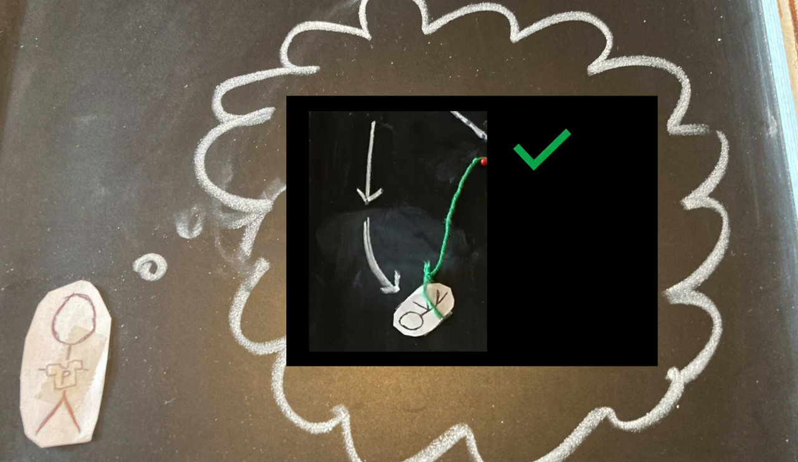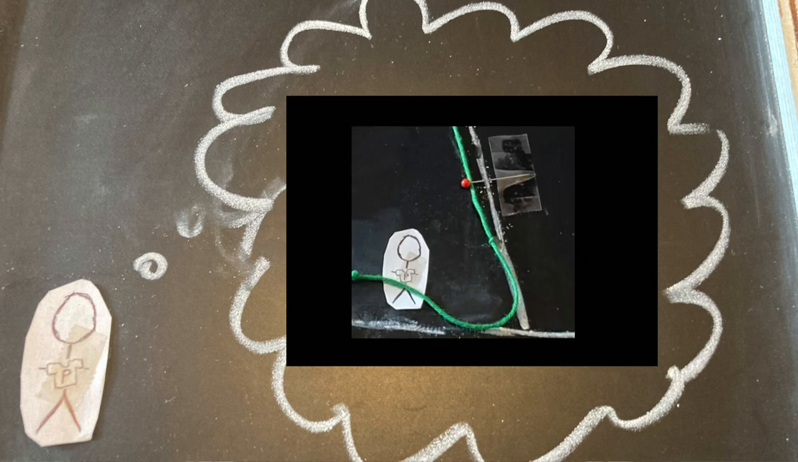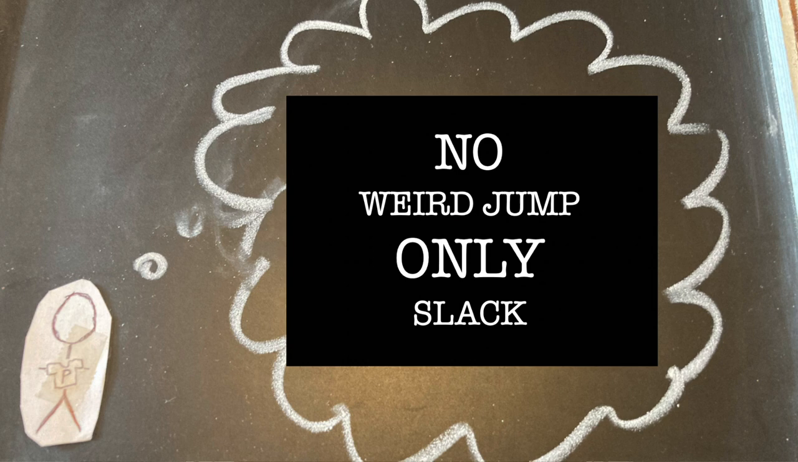Now, Bob might try something entirely different, with his thought process probably running a bit like this. Dynamic catch good. Long fall good. Can make long fall by using more slack. Slack means I don't short rope Billy. Billy will like me. Conclusion, no weird jump, only slack.